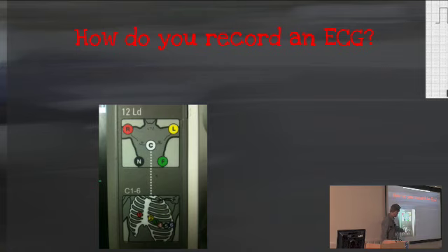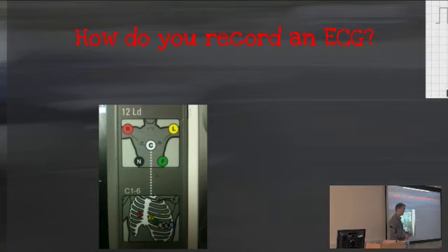So you're going to put V1, V2, V3, V4, V5, V6 across there. I guess you all know the landmarks, don't you? I'm going to recap very quickly. For V1, you find the fourth intercostal space just to the right of the sternum. For V2, you find the fourth intercostal space just to the left of the sternum. The next one you put is V4, which is where your apex beat is: fifth intercostal space, mid-clavicular line. And then V3 goes in between V2 and V4.